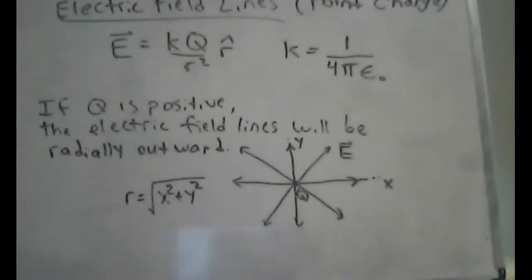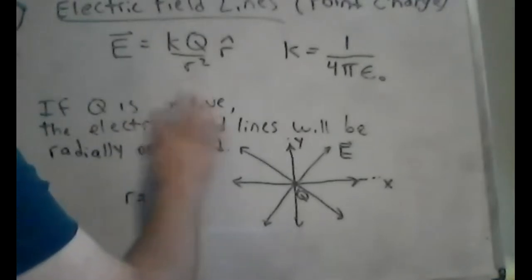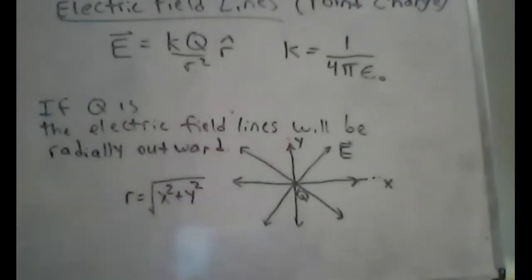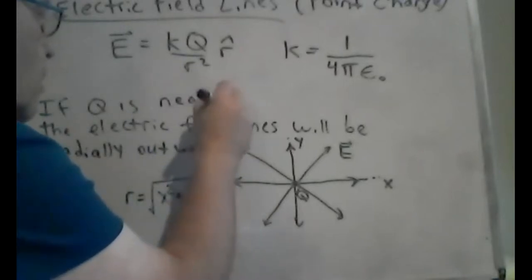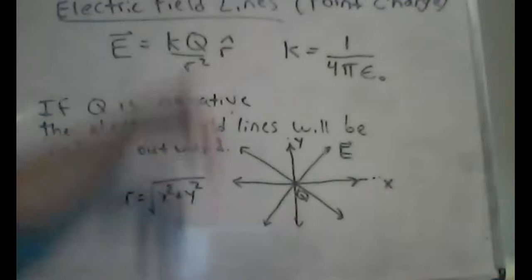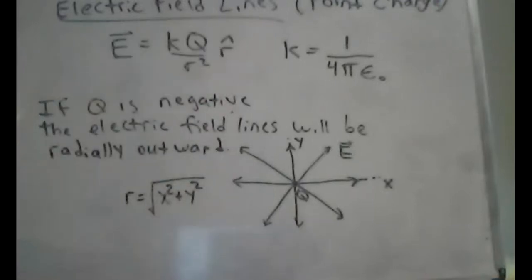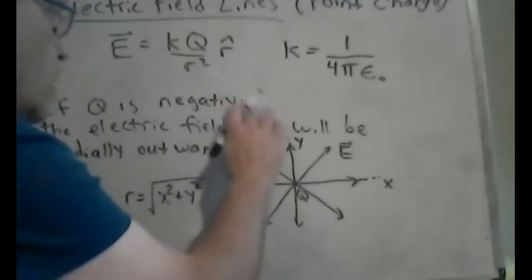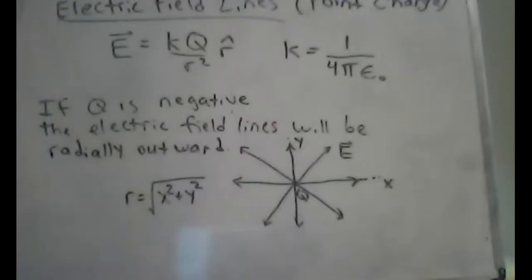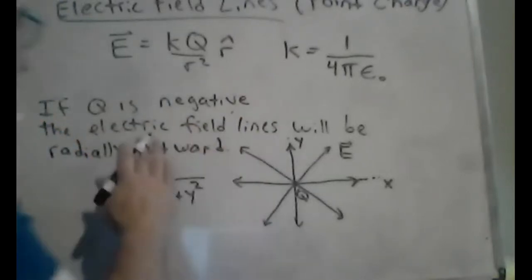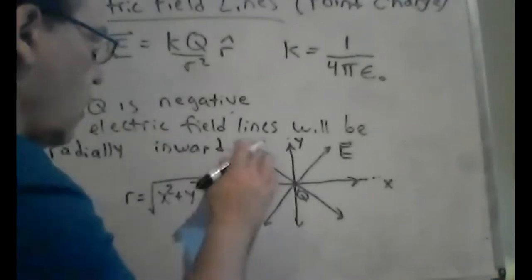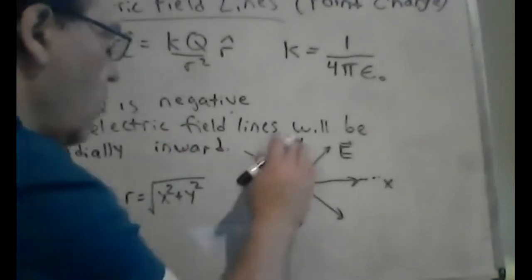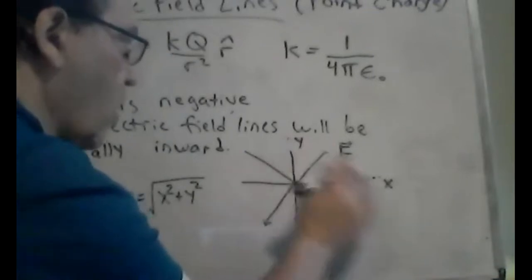That's the Pythagorean relation. If Q is negative, if the source charge is negative, that's going to pull a test charge toward the source charge. So electric field lines will be radially inward. Instead of having these arrows outward, I'll have them inward.